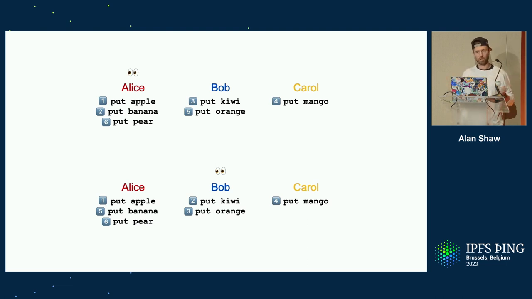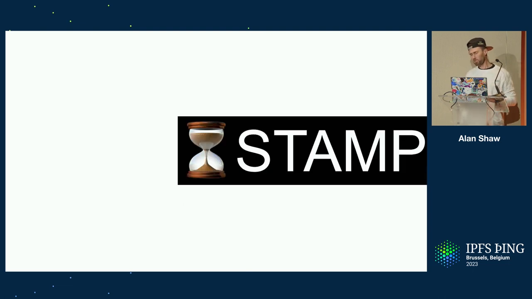And so you can imagine how that might be problematic if Alice or Bob or Carol were to put or delete items with conflicting keys. And these are not conflicting, but you get the idea. But why is this a problem?